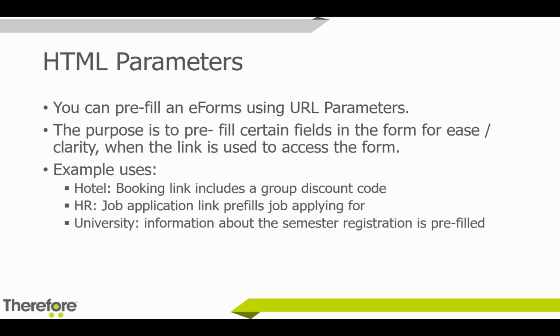And so example uses would be if you have a special booking link for like a group discount code maybe, and if you're a hotel or a bed and breakfast. If you are filling out a job application form and you want to pre-fill the job that the person is applying for. So for example, if you have a website, you might have a list of open positions at the company, and each link would direct the job applicant to the job application form, and of course the job that they're applying for will be pre-filled.